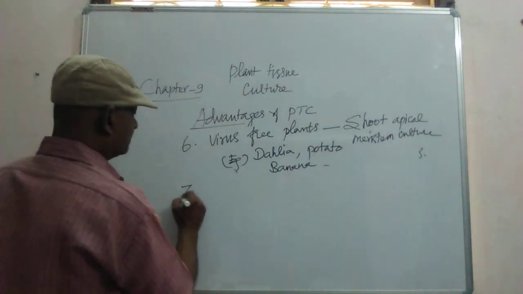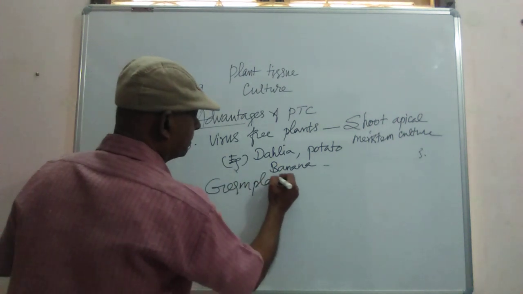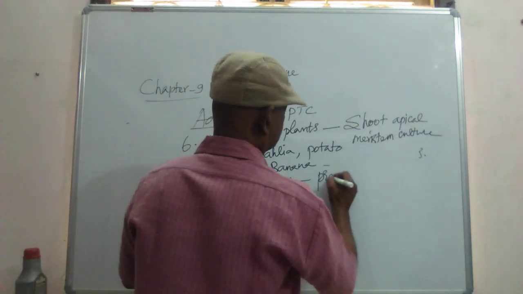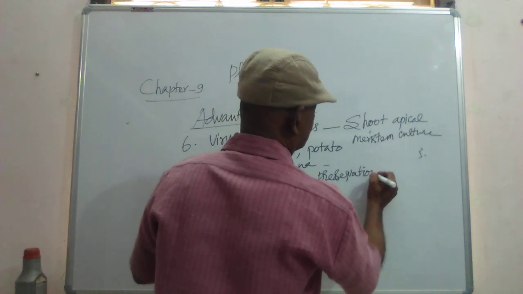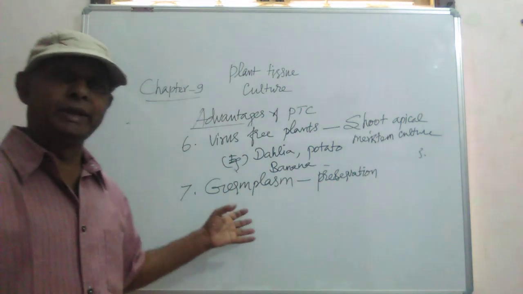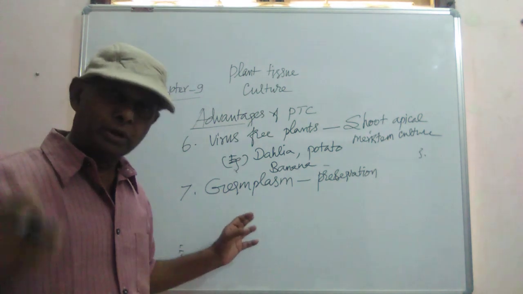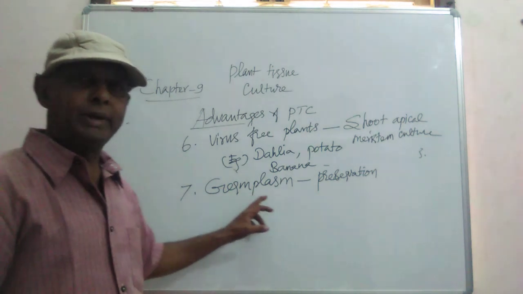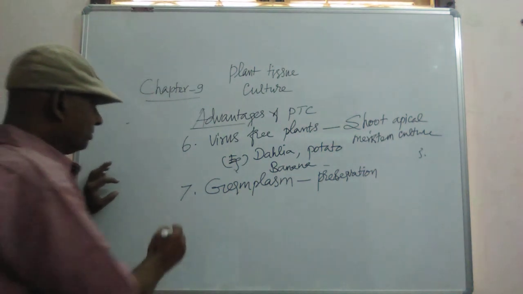Seventh one is germplasm preservation. Germplasm means seeds, pollen grains, and any part of the plant which produces a new plant. They are called germplasm. Germplasm preservation is possible by this method. So that is the germplasm.